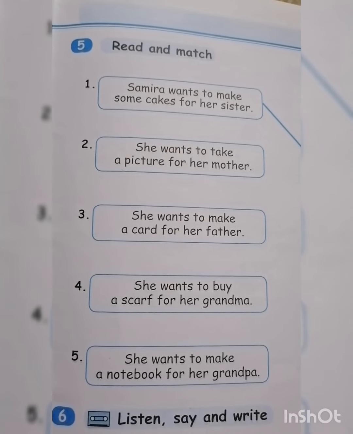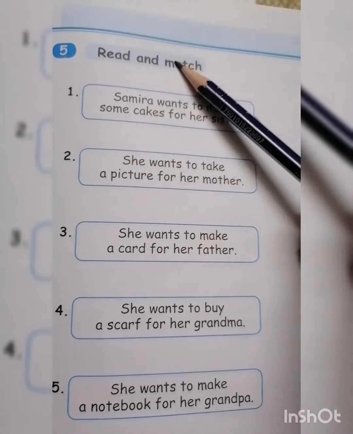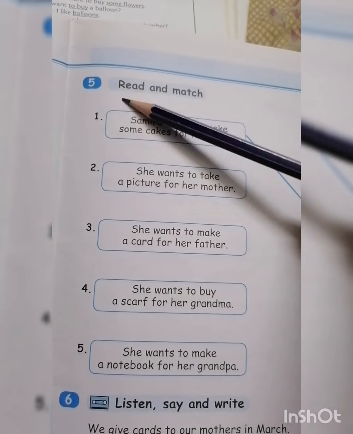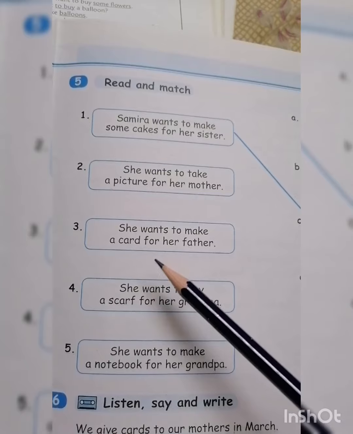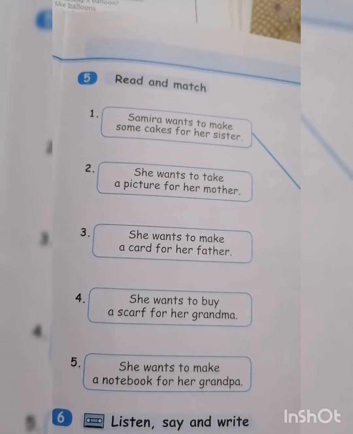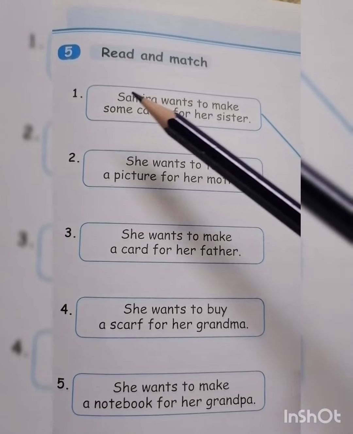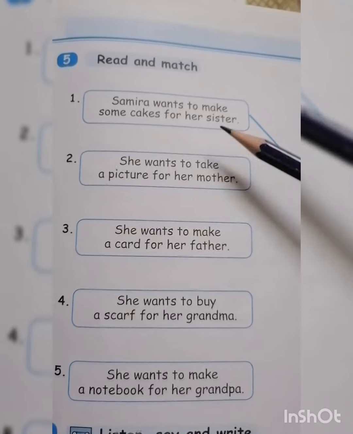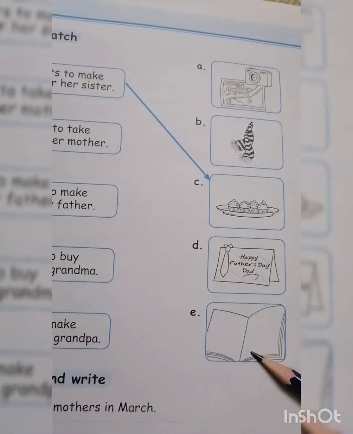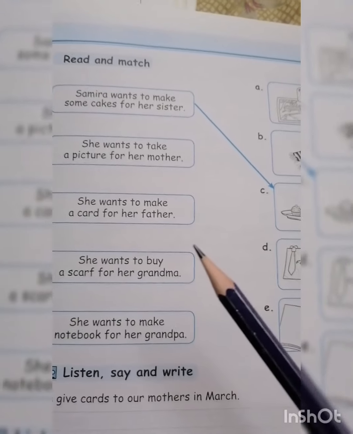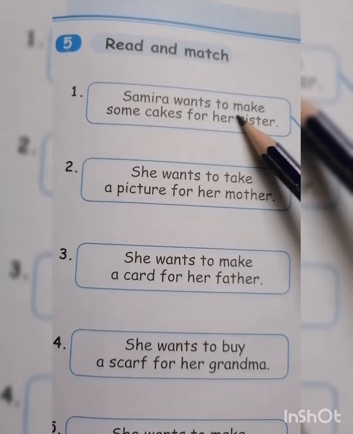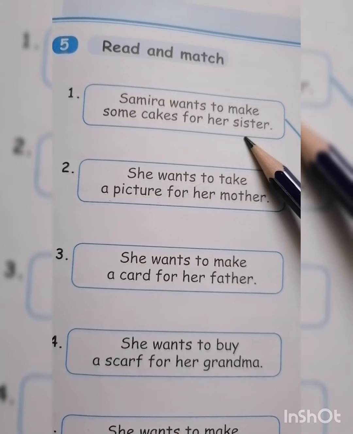Now, my students, open your activity book, page number 51. Look at exercise 5, read and match. اقرأ ووصل. I told you before that answer this exercise. I will explain it to you. أنا طلب منكم إنكم تحلوا هذا التمرين لكن هلأ بدي أشرح لكم إياه. Number one. Okay, we have here some sentences and we have here some photos. We want to match with a suitable photo. Number one, Samira wants to make some cakes for her sister.